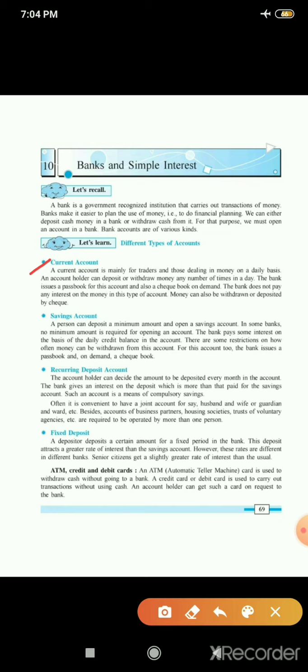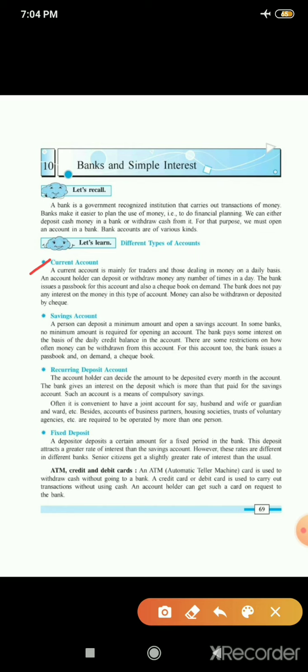A current account is mainly for traders and those dealing in money on a daily basis. An account holder can deposit or withdraw money any number of times in a day. So you can mark this definition of current account. In a current account, the account holder can deposit or withdraw money any number of times in a day. So mostly the business people have current accounts.